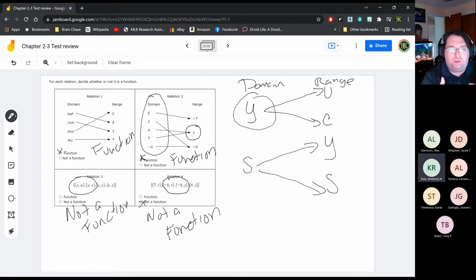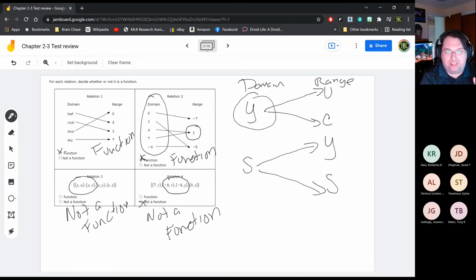Okay, so the first two, look at the arrows. If one of the letters has more than one arrow coming out of it, it fails. And the ones where they give you the points, if you want to, you can actually draw it like I did there, and make it a little bit of a mapping so you can see the arrows going, and then you can just catch it that way. So that's another option for you. Instead of looking at it just as the points, make the mapping like I did.